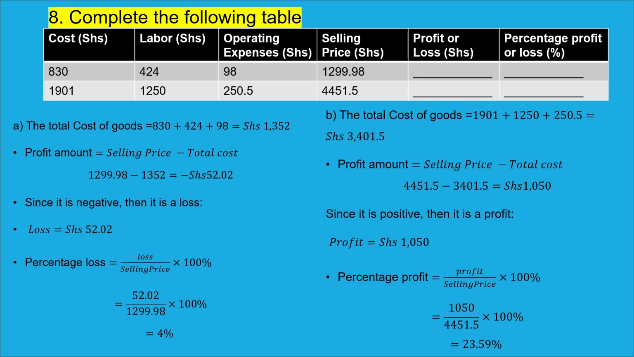Part B, the total cost, we add the cost plus labor plus operating expenses, getting 3,401.5 shillings. The profit amount is selling price minus total cost, which gives us 1,050. Since it is positive, then it is a profit. And the percentage profit is profit over selling price times 100%, giving us 23.59%. Just insert those figures into the table and you will have completed the table.